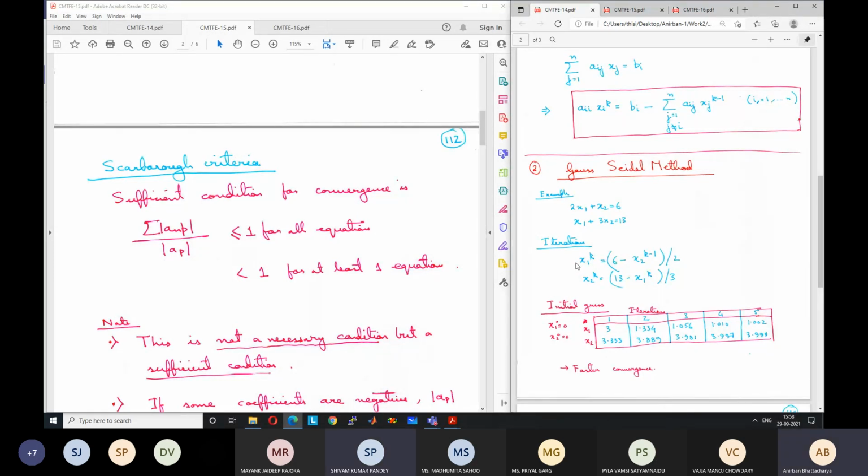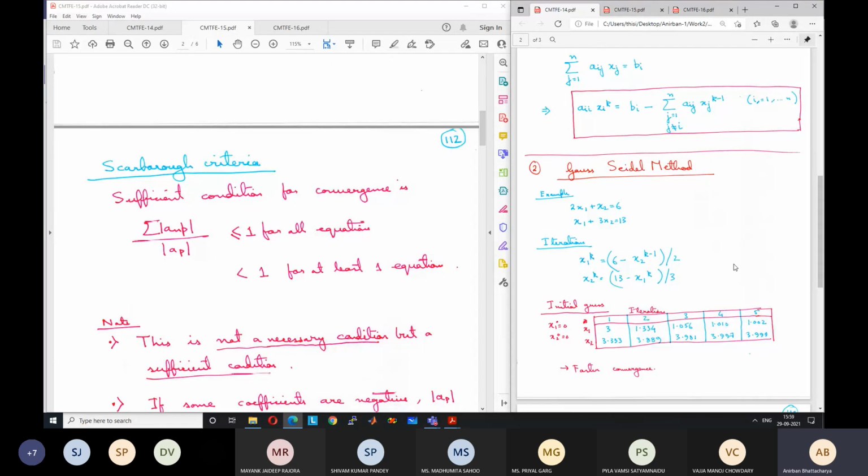And summation of A and B means for all the other variables, the coefficients, their summation, absolute values. So what is that summation? There is only one other variable, and this coefficient is minus half. So absolute value is half. So half by 1. So it is less than 1. Half by 1 is half. So it is less than 1. So for the first equation, Scarborough criteria is satisfied.